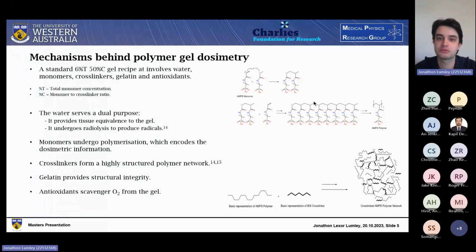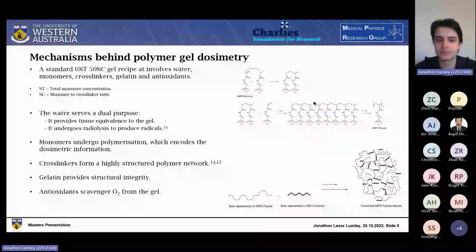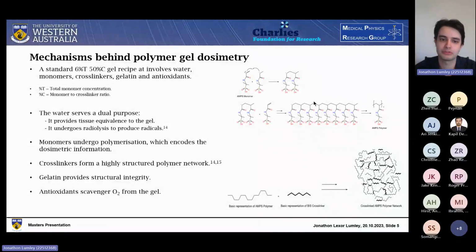When the oxygen interacts with the radicals, it forms something called a peroxide radical. And this is a lot more stable than the typical radicals, and it ends up basically making a stable interaction which doesn't go on to further polymerize. Hence, we end up with dead polymer chains.